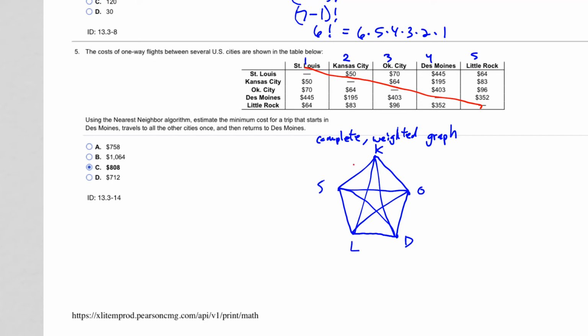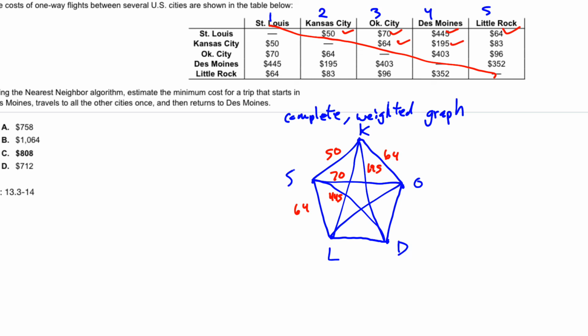So S to K is 50. S to O is 70. S to D is 445. S to L is 64. Okay. K to O, 64. K to D, 195. K to L would be 83. O to D is 403. And O to L would be 96. And the last of all, we have D to L, 352.